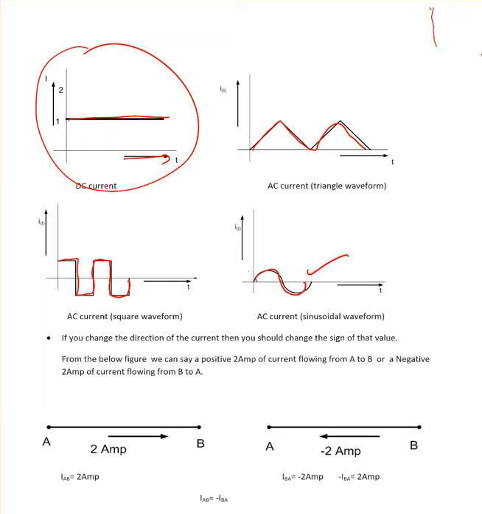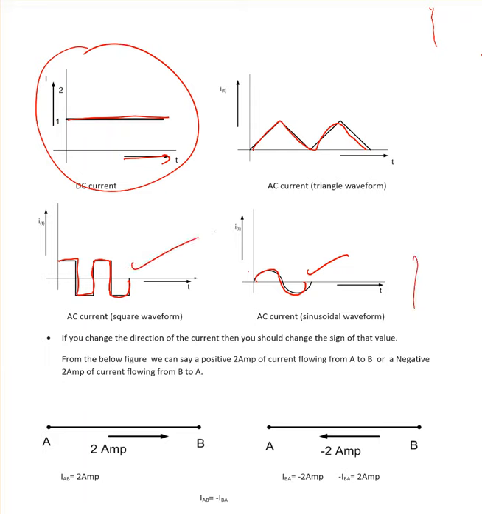Why is it sinusoidal? Because it is the natural form: when a rotor rotates inside a generator, it always generates a sinusoidal waveform. So we use the sinusoidal waveform. But the most efficient one is the square waveform.